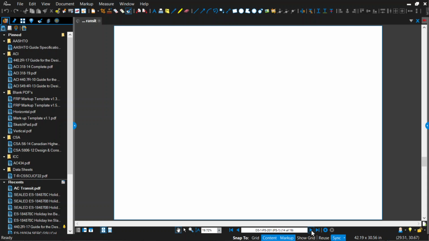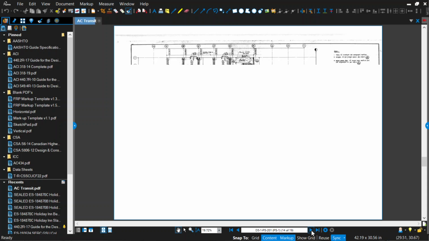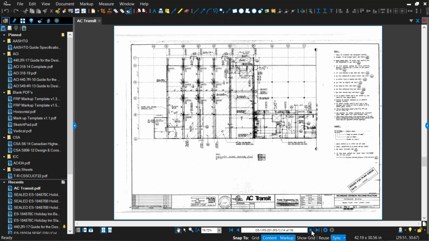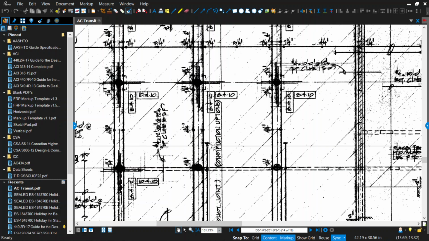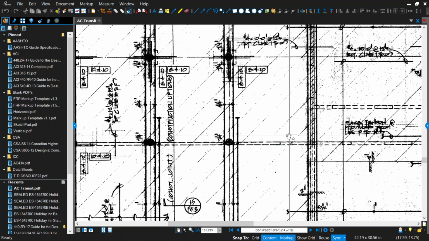Going to the PT drawings slowly but surely. I'll be able to copy the file. There we go. All right. A little more interactive now.